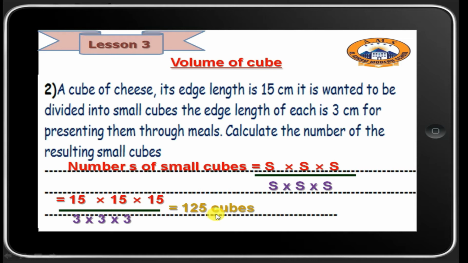125 small cubes. So when he wants you to calculate the number, all you have to do is calculate the volume of the big solid over the volume of the small solid. Write the rule and then make the substitution with the numbers that he gave you in the exercise.